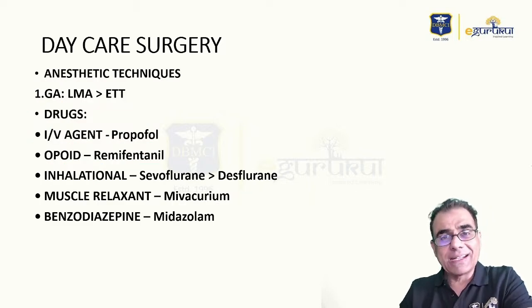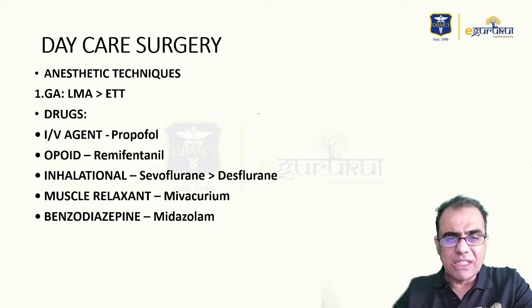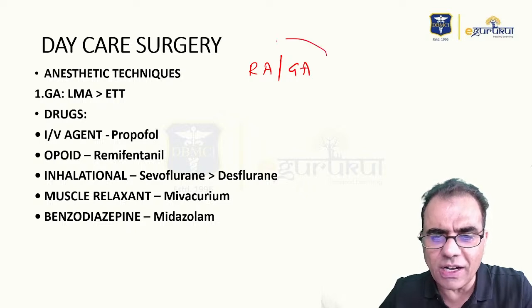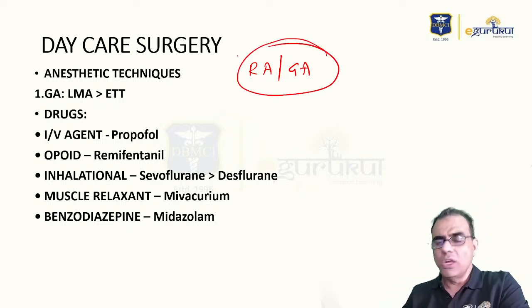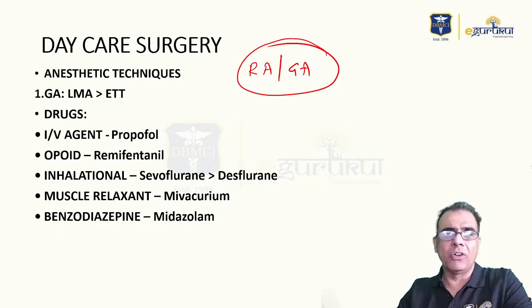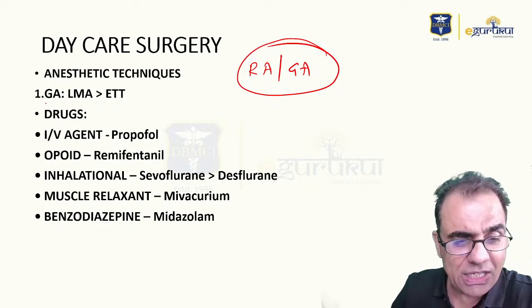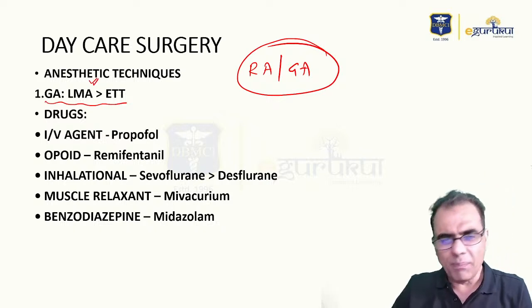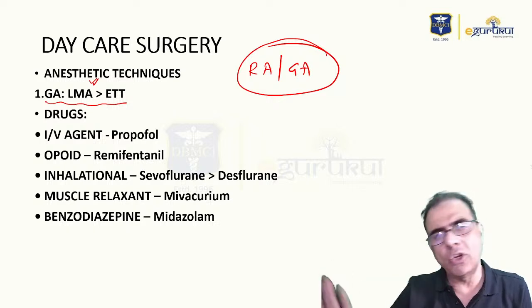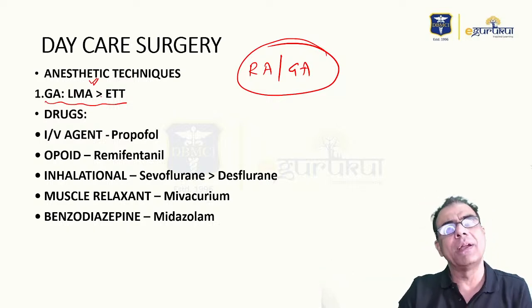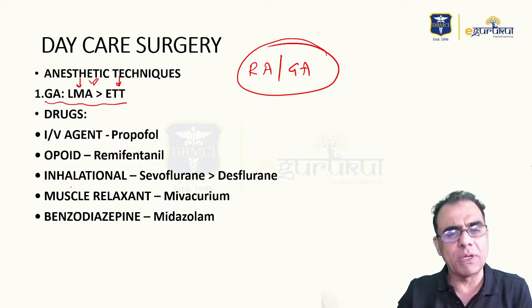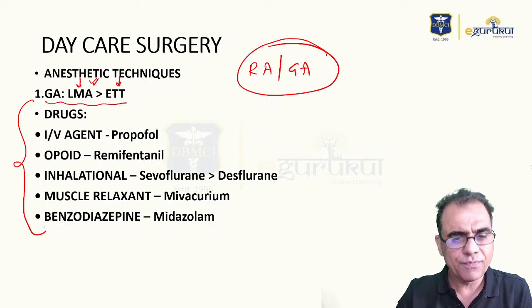Now daycare surgery. In daycare surgery, you can give regional anesthesia or general anesthesia. Regional anesthesia is not a contraindication. So you can give regional, you can give GA depending on the requirement. If you are giving GA, then for airway management, laryngeal mask airway is preferred over endotracheal tube, but it is not that we are not intubating. You can intubate also, but preference is LMA. So it is not important whether you are putting LMA or intubating the patient, important is your drug selection.